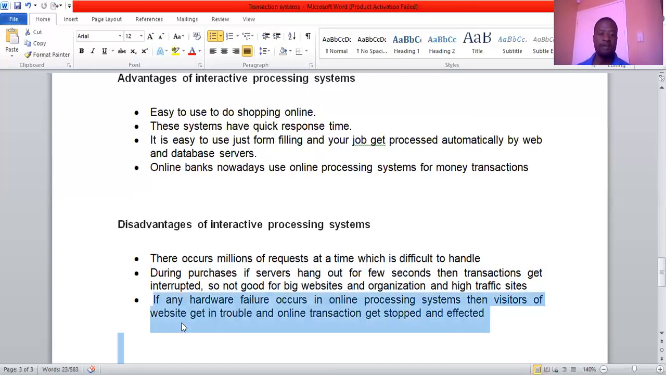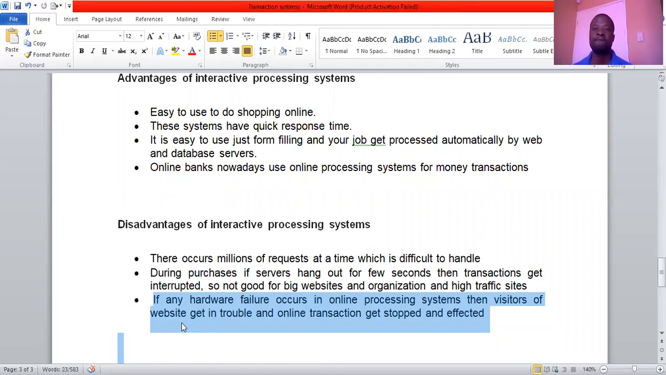If any hardware failure occurs in an online processing system, then visitors of the website get in trouble and online transactions get stopped and affected. This is so straightforward. If your transaction is interrupted or stopped halfway, you have to start all over, maybe due to hardware failures while you're doing your online transactions.